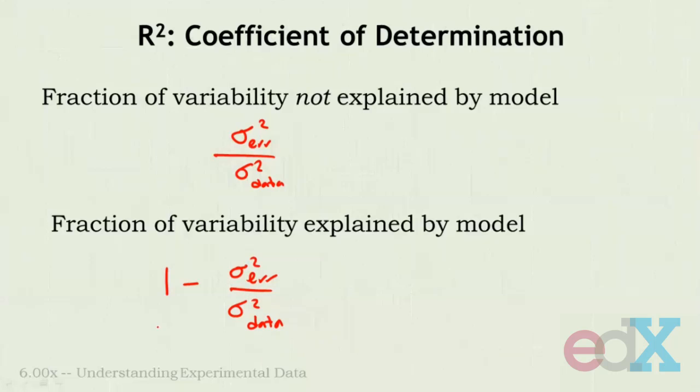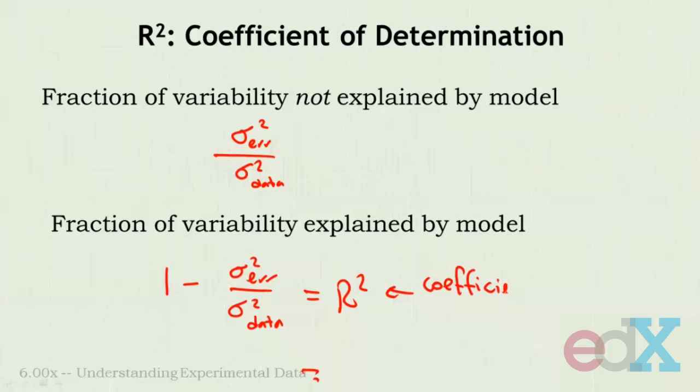And this is a very useful measure. This gives us a sense of how well the model is explaining the observations that we're making. And we hope that we're doing a good job, that the variance in the errors is small compared to the variance in the data, which means that we're explaining almost all the changes in the data that we see. We're able to predict them. So this is given a name, R squared, and this is called the coefficient of determination.